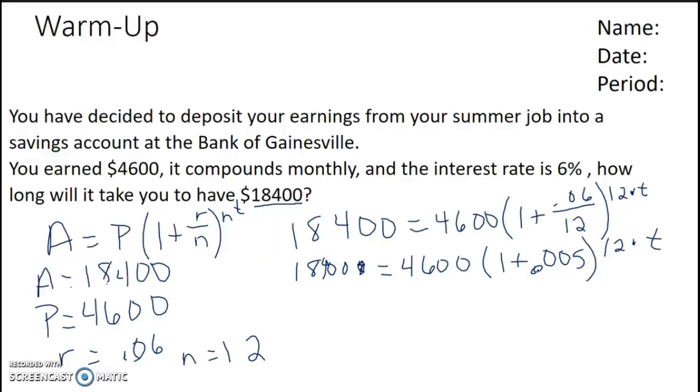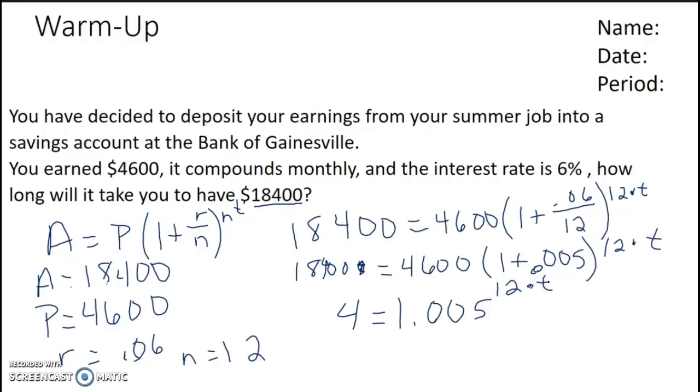So now I'll divide by 4,600, right? So I have 18,400 divided by 4,600. That gives me 4 is equal to 1.005 to the 12 times T power, right? We're going to brute force it to death. So we're going to figure out what we can plug in to do our best.